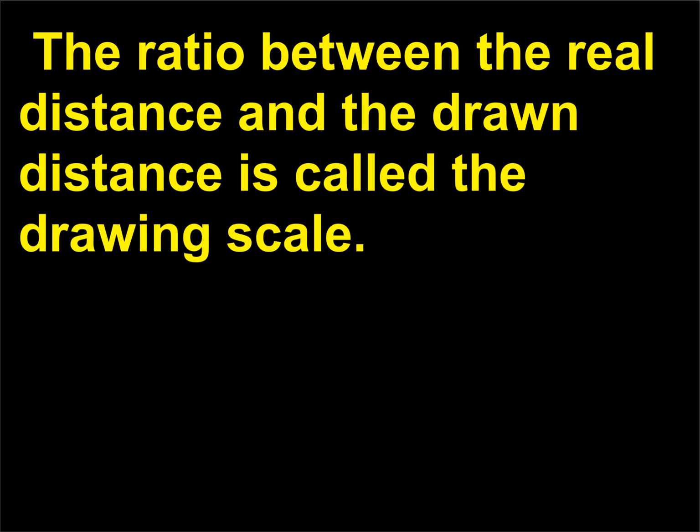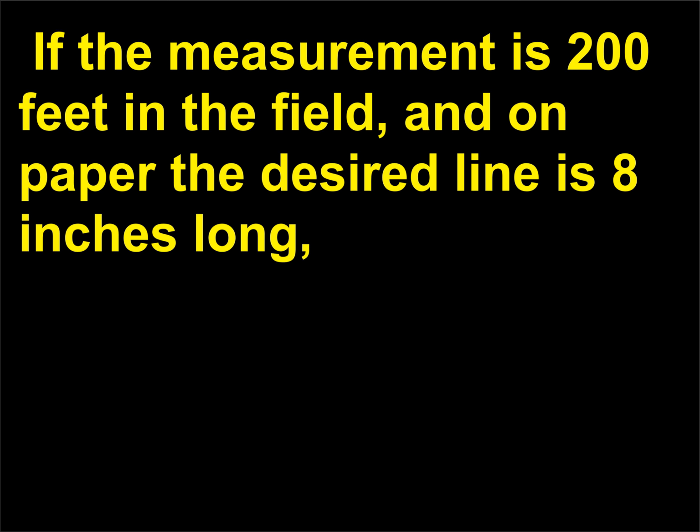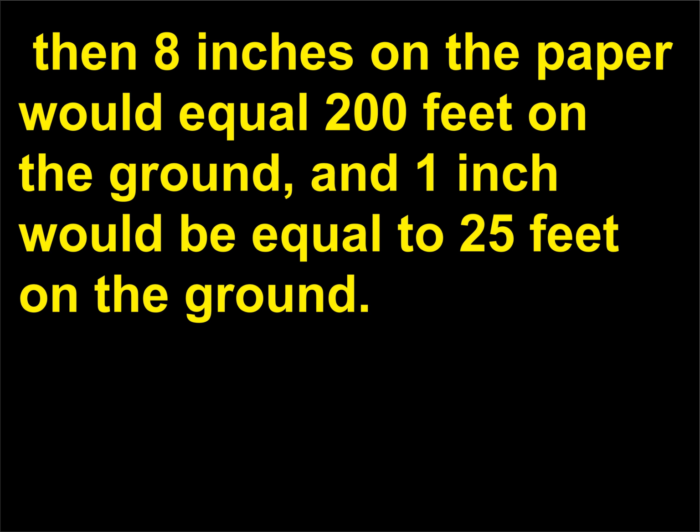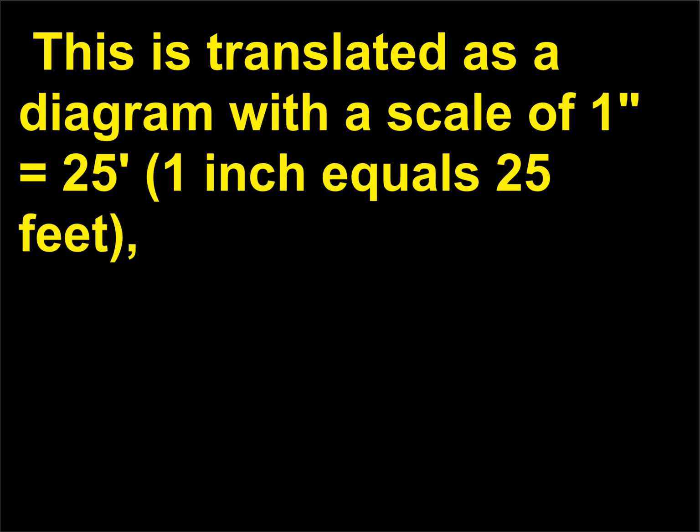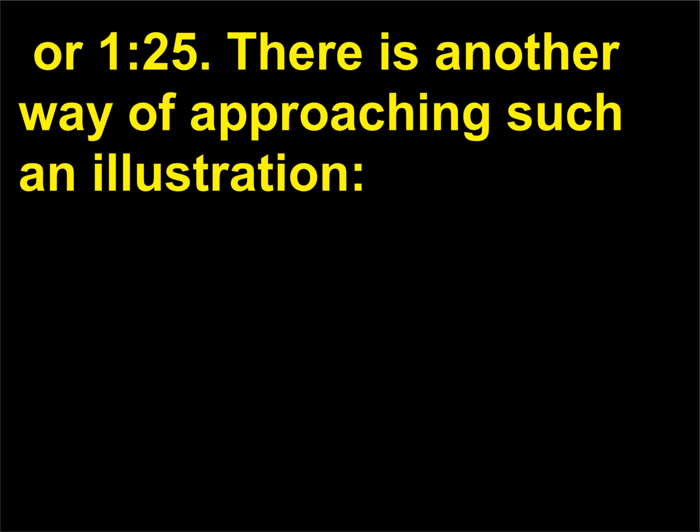If the measurement is 200 feet in the field and on paper the desired line is 8 inches long, then 8 inches on the paper would equal 200 feet on the ground, and 1 inch would be equal to 25 feet on the ground. This is translated as a diagram with a scale of 1 equals 25, 1 inch equals 25 feet, or 1:25. There is another way of approaching such an illustration.